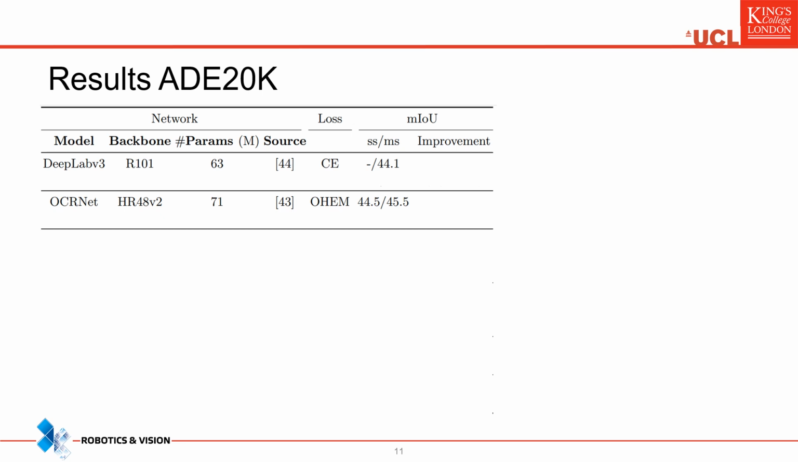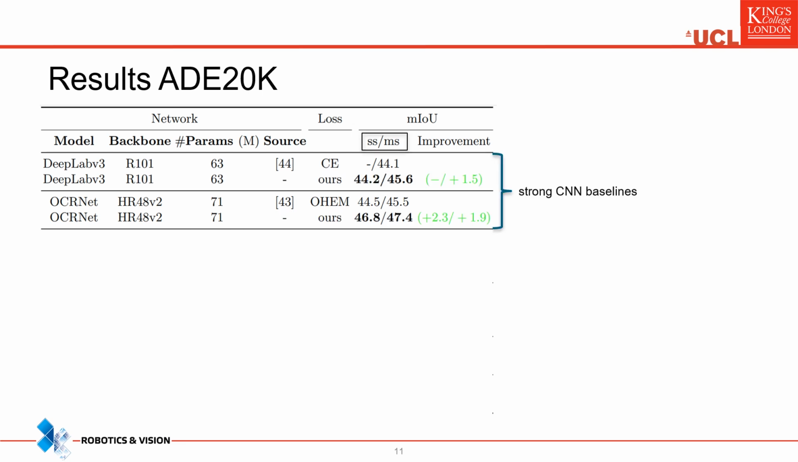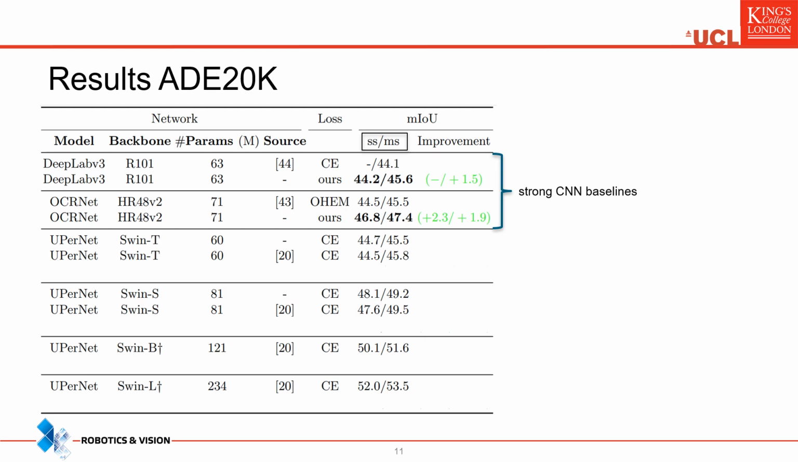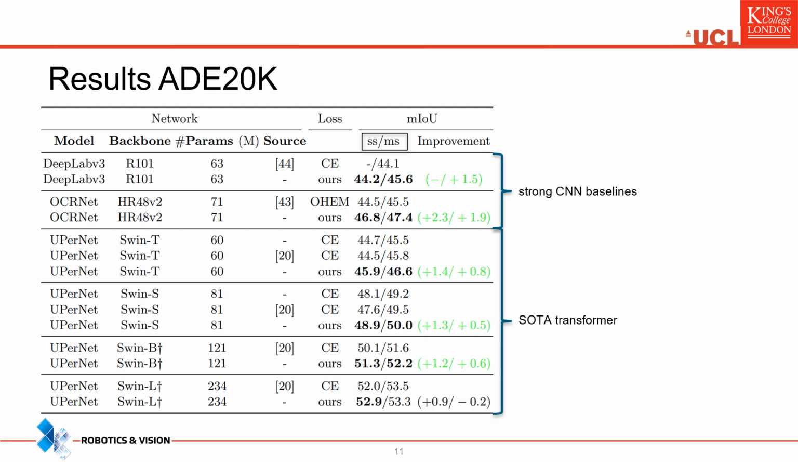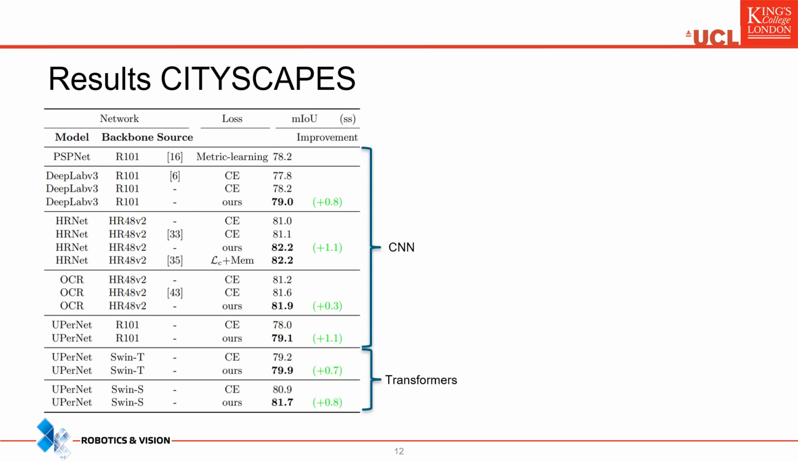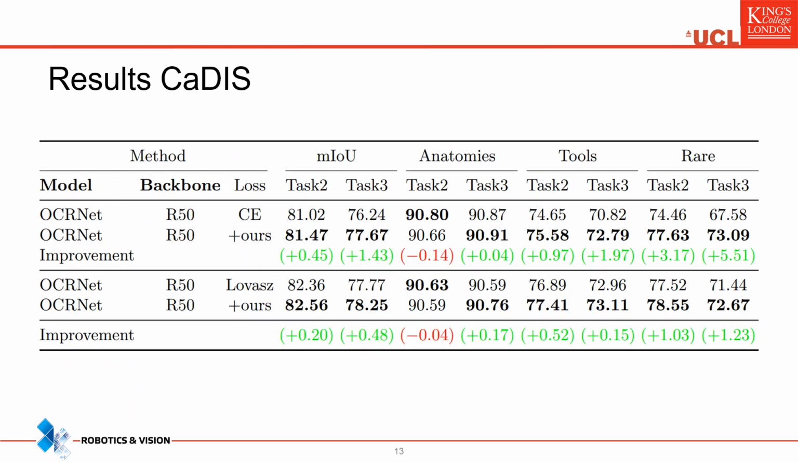Moving to results, we first evaluate this approach on ADE20K. On this dataset, we outperform strong CNN-based baselines by considerable margins, and we are also able to improve the Swin transformer for increasing model sizes. Next, on Cityscapes, we also outperform various CNN-based baselines and transformer-based baselines. Finally, on CaDIS, we compare against the state-of-the-art approach, and our loss, while achieving a modest improvement on overall mIoU, is able to boost rare class mIoU considerably.